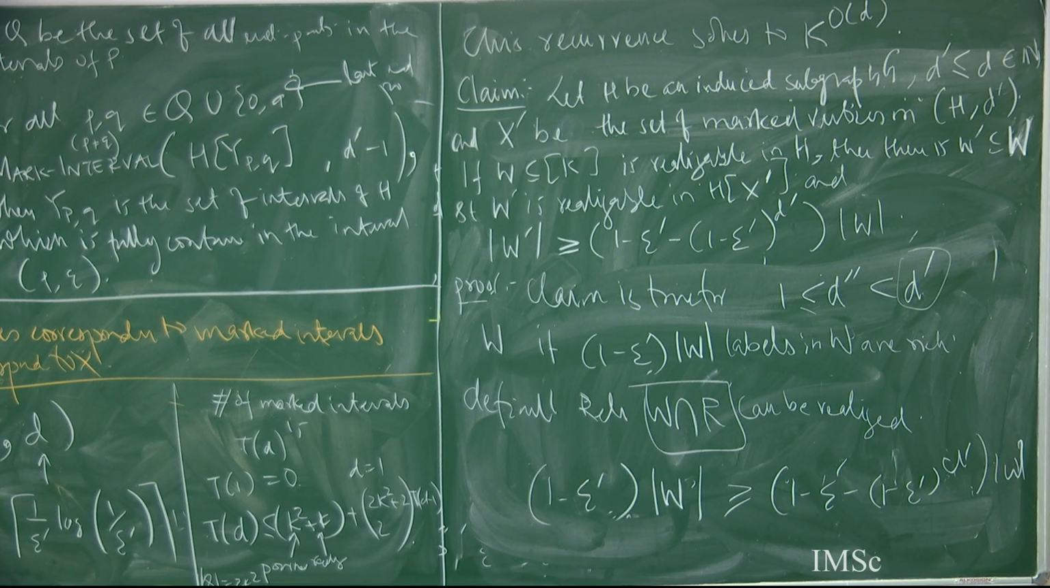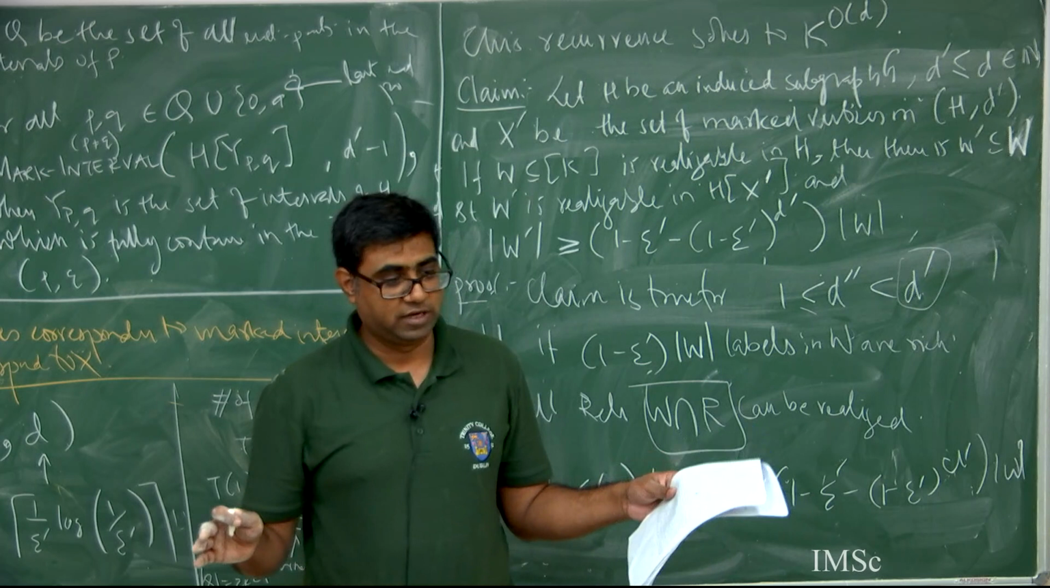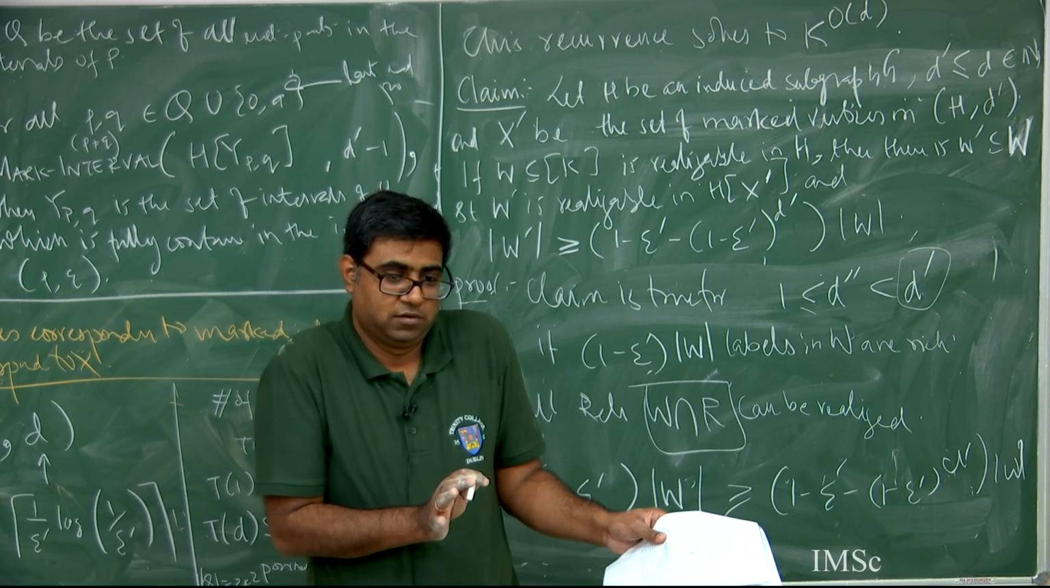That is done. So we only have to worry about those sets W which contain not too many rich labels. That is all that we have to worry about. But what happens at this point of time? How many poor labels are there? On W, if this case does not occur, then in W, how many labels are poor? At least epsilon prime times W labels are poor. And that is what we are going to exploit. So whatever set R you take, it contains sufficiently many poor labels, and we will exploit that fact. It's like the threshold where rich and poor goes is what you have to choose appropriately.